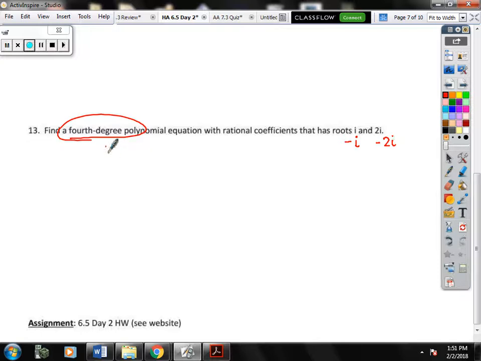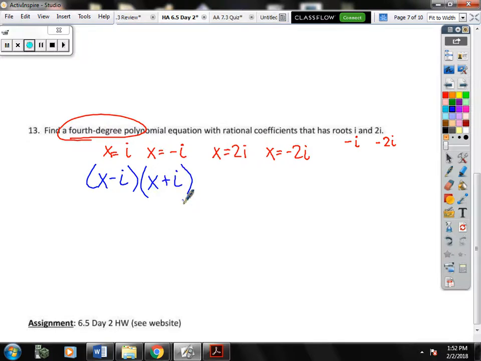So if you need to, set up all of your x equals i, x equals negative i, x equals 2i, and x equals negative 2i. And then use inverse operations to get them set equal to 0. So this would be x minus i. This would be x plus i, adding i to both sides. This one would be x minus 2i, and x plus 2i. Now I just saved the 0 for the end because I'm saving some space. Following me?